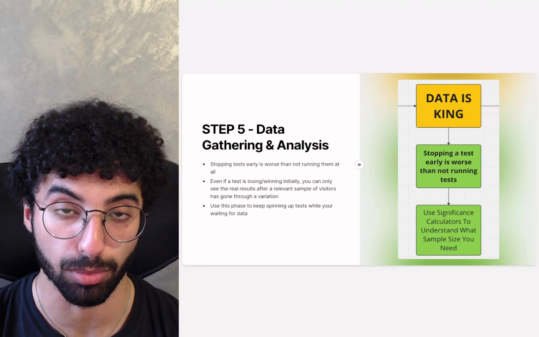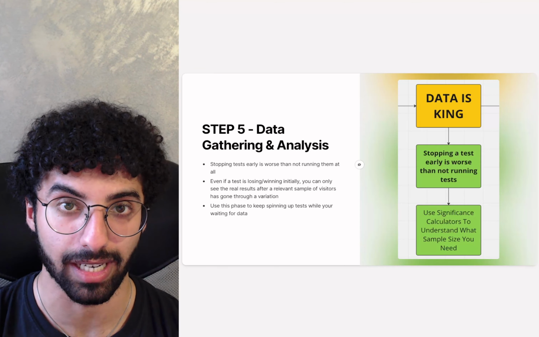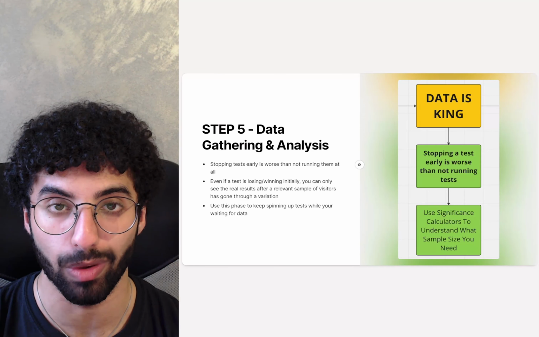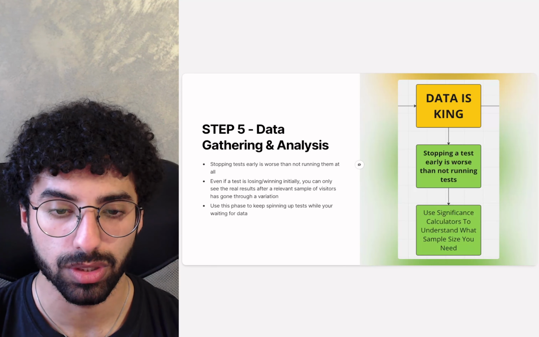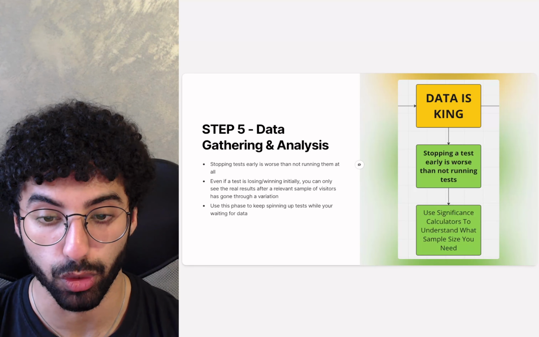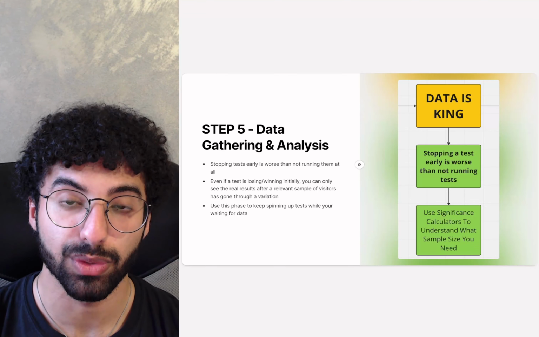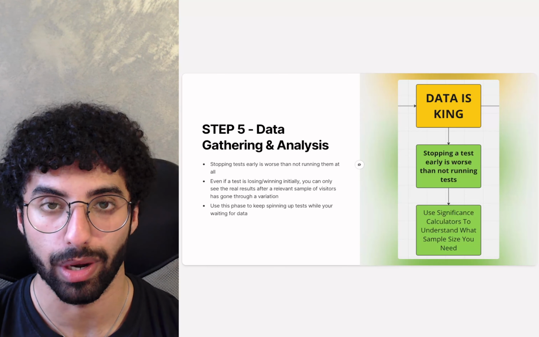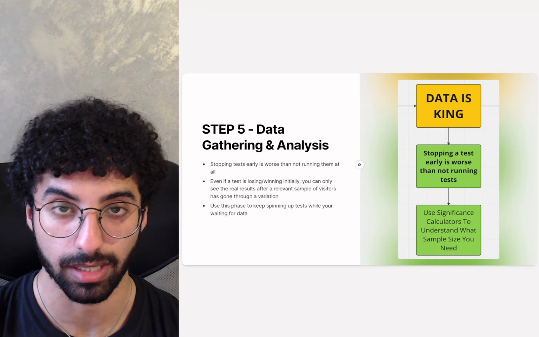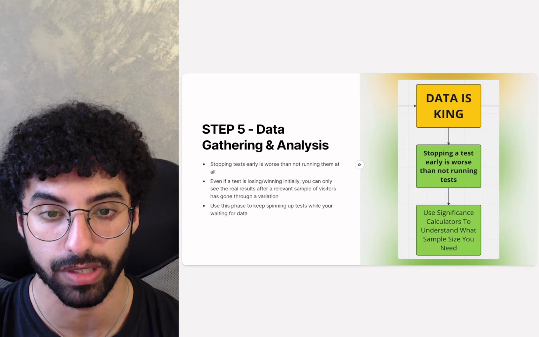It's too small of a time frame, and you won't have enough data and enough people that actually went through the variations to give you accurate results. So you have to use this phase to keep spinning up tests while you're waiting for data, and you can continue coming up with hypotheses, prioritizing them, designing and implementing them, while your current tests are waiting for data to gather and for enough people to go through the variations.